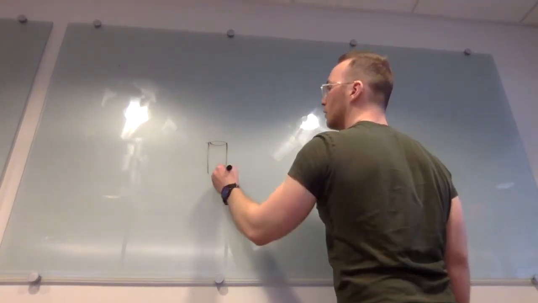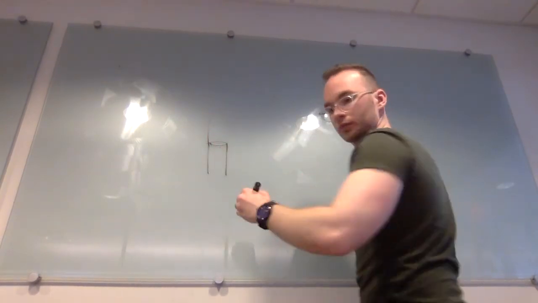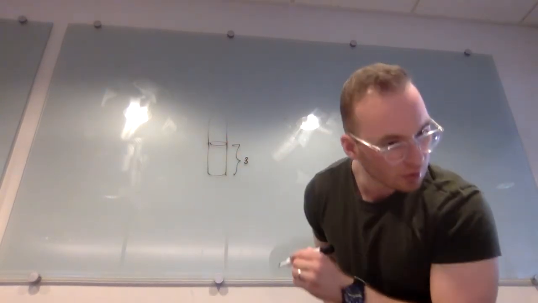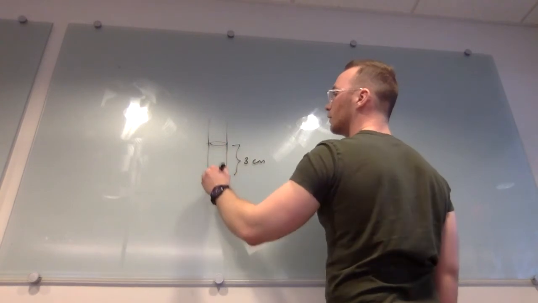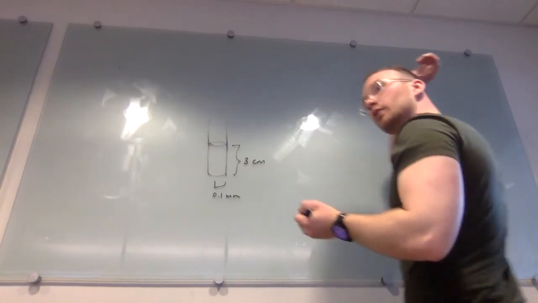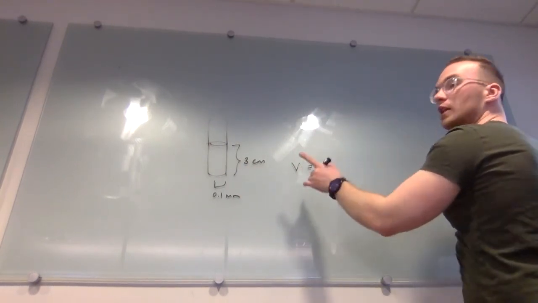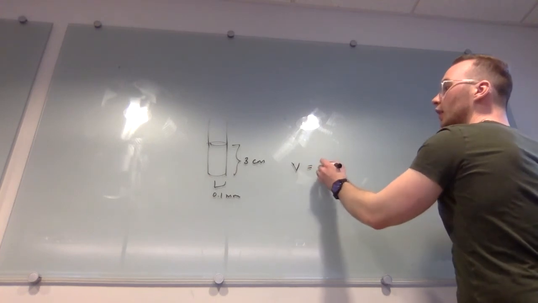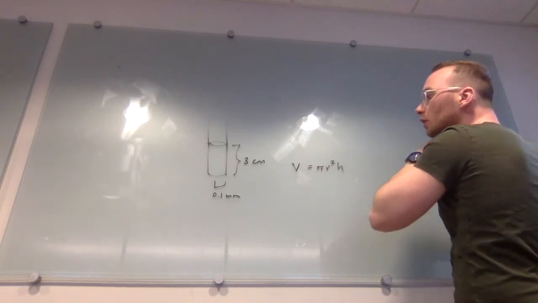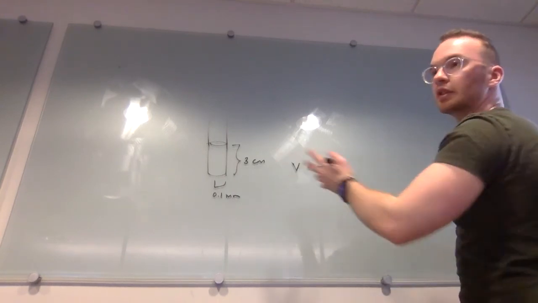Well, we know the volume, right? So the column is 3 centimeters, and the radius is 0.1 millimeters. So we can find the volume of the mercury, the volume that's already in there, not the change. That is pi r squared h, right? You have to change the units, obviously.